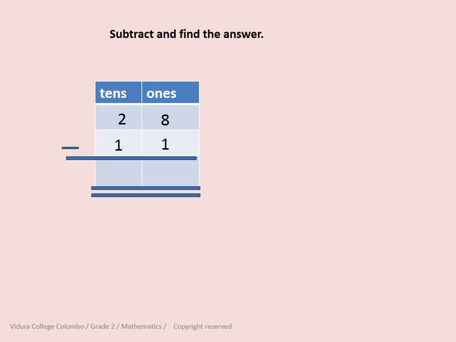Subtract and find the answer. 28 minus 11. First we are starting from 1's column. 8 minus 1. The answer is 7. Then move into 10's column. 2 minus 1 is 1. So 28 minus 11, the answer is 17.